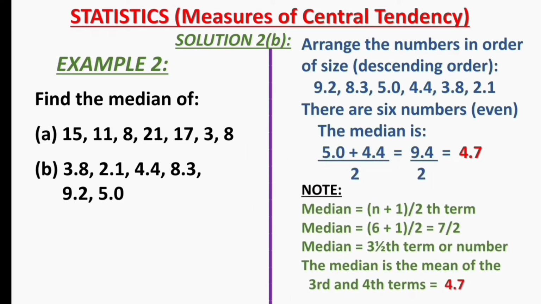Once again, using the formula for median to find the median in question 2B, we're going to use the formula n plus 1 divided by 2. That will give us 6 plus 1 divided by 2, which is 7 divided by 2. So the median is going to be the 3.5th term or number. That should be midway in between the 3rd and the 4th number in the already arranged set of numbers. So the median is the mean of the 3rd and 4th term, which comes to 4.7 again. Please take note of these solutions.